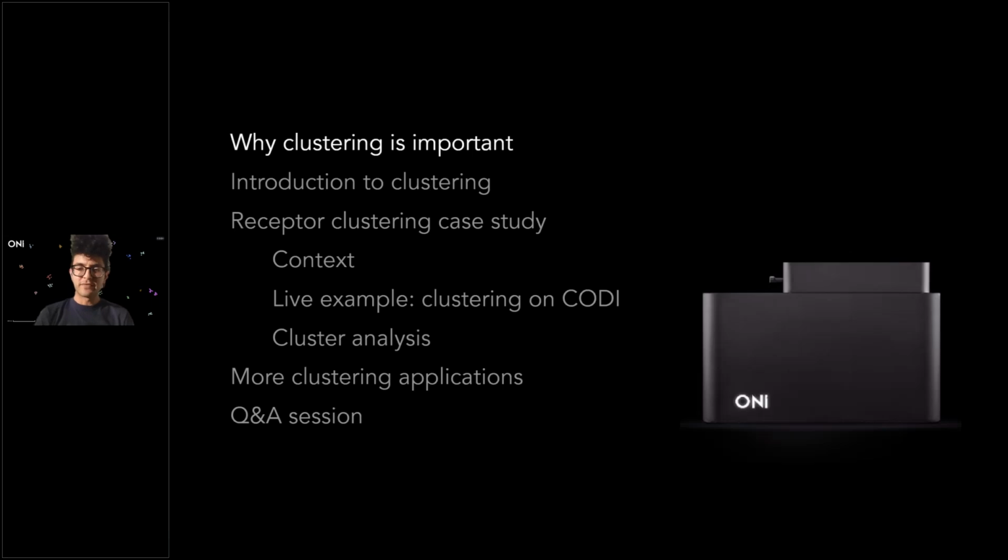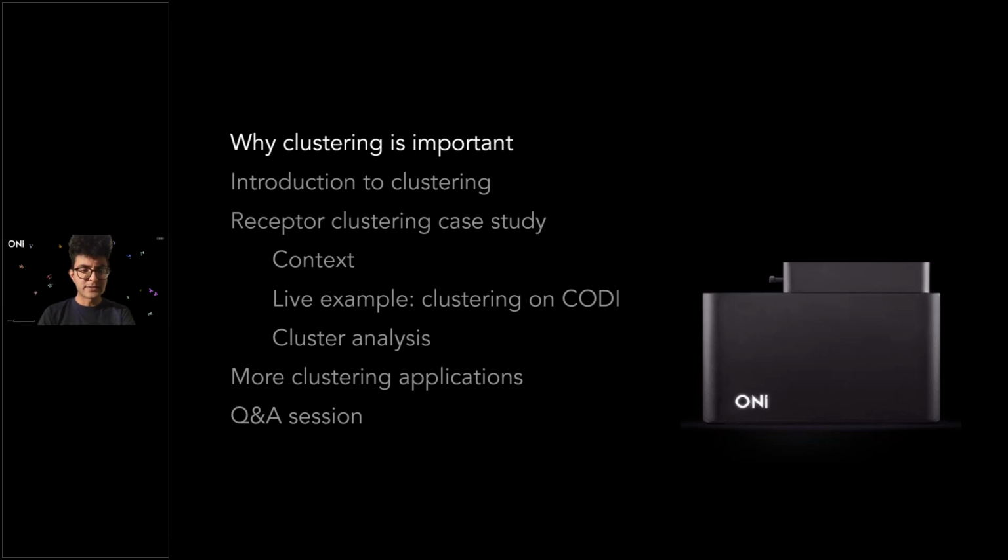So today we're going to give you an overview of clustering and how it might be relevant to your data. We'll be talking about why clustering is important in the first place in this domain. We'll introduce you to a little bit of how clustering works. And then we'll go through a case study together on immune cells. We'll be looking at the clustering of receptors. At the end, you'll have some time for questions, as we've mentioned.